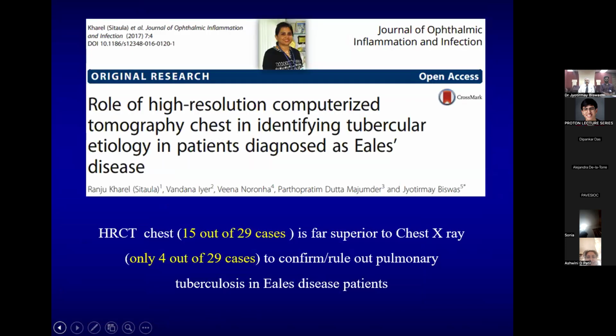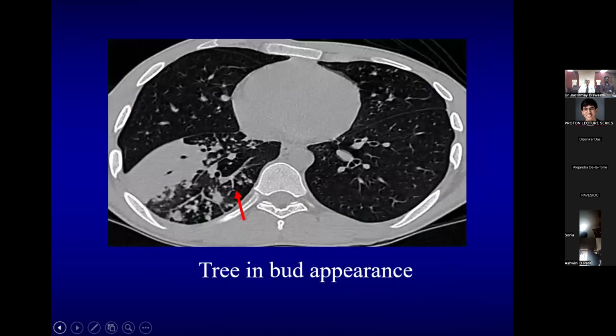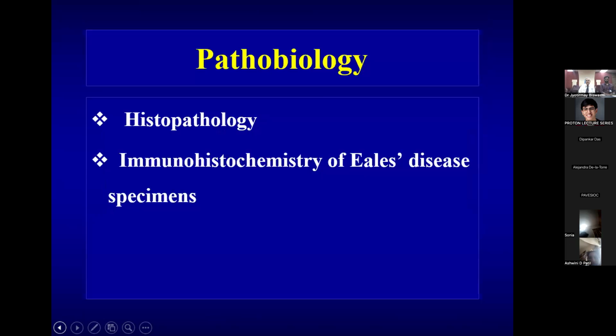But when we did the high-resolution computerized tomography of the chest in Eales disease patients, we found around 50% of cases, that is 15 out of the 29 cases, showed pulmonary tuberculosis, latent or active. And in X-ray chest, it could detect only 4 out of 29 cases. This may be the reason for missing many of the tuberculosis cases in our previous study. This is a typical tree-in-bud appearance on the chest CT of a patient with Eales disease.